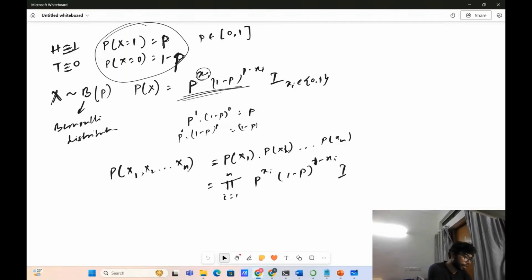And with the indicator function, I can indicate that xi takes value 0 or 1, right?